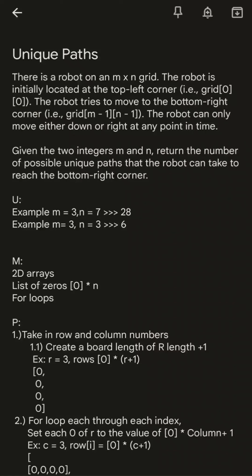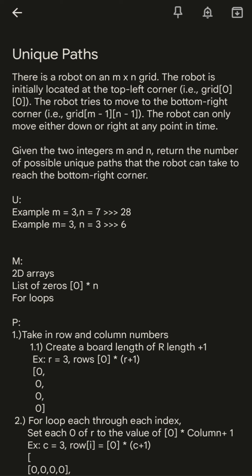In this video, I'll be going over the Unique Paths LeetCode problem. To start off, I'm going to read out the problem description. There is a robot on an M by N grid. The robot is initially located at the top left corner, grid 0, 0.